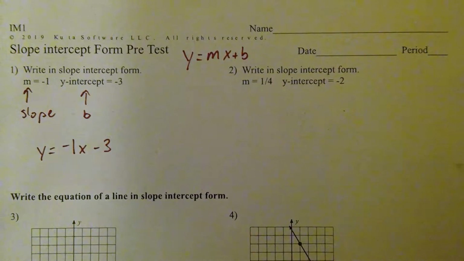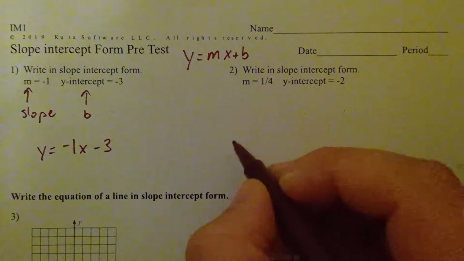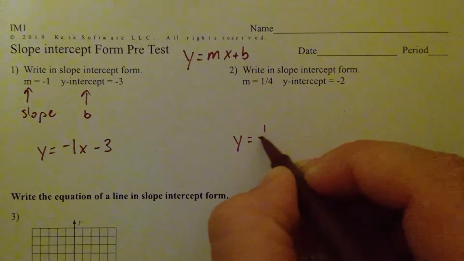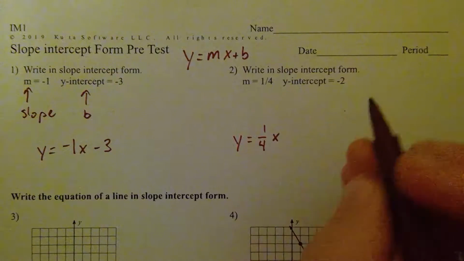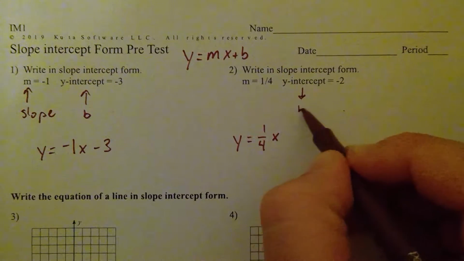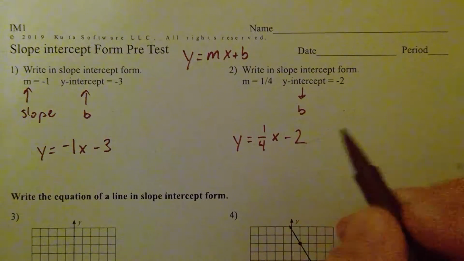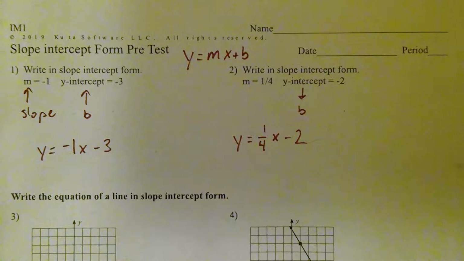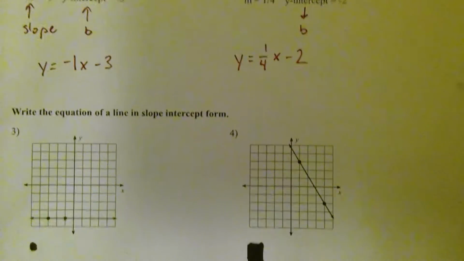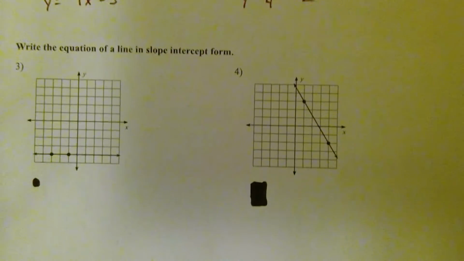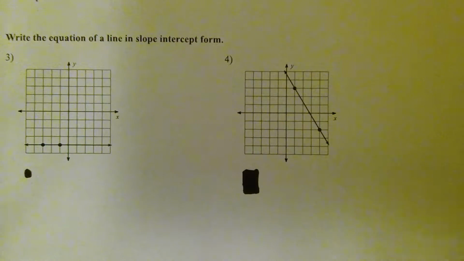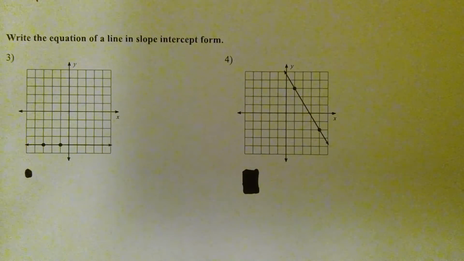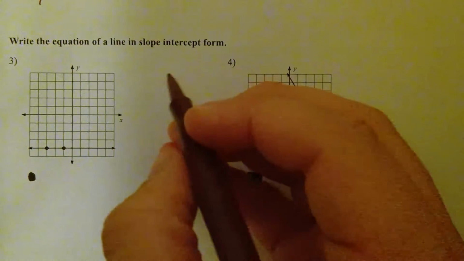All right, now we'll go over this together. M is our slope, y equals, so we have 1/4 x, and then y-intercept that's the same as b, minus 2. Okay, so hopefully you got that, or you can check your work to see why we did not. So let's go ahead and look at numbers 3 and 4 together, and you'll do numbers 5 and 6 on your own. So let's start by finding the y-intercept.